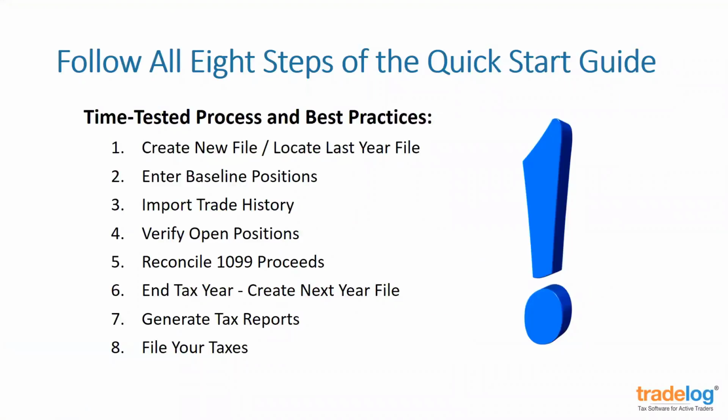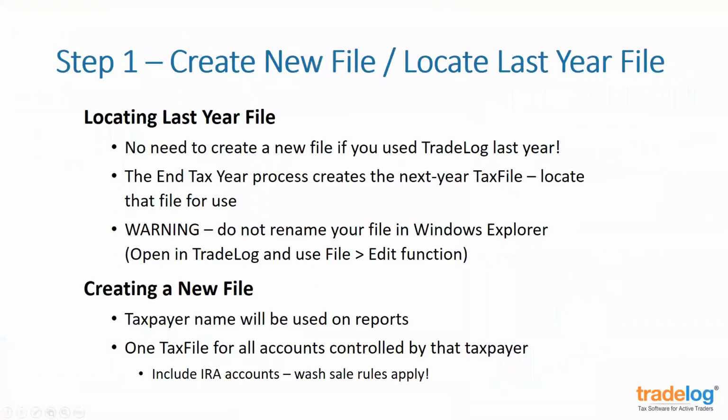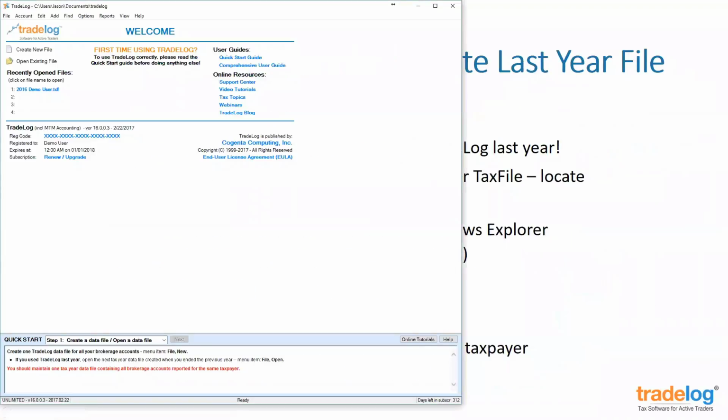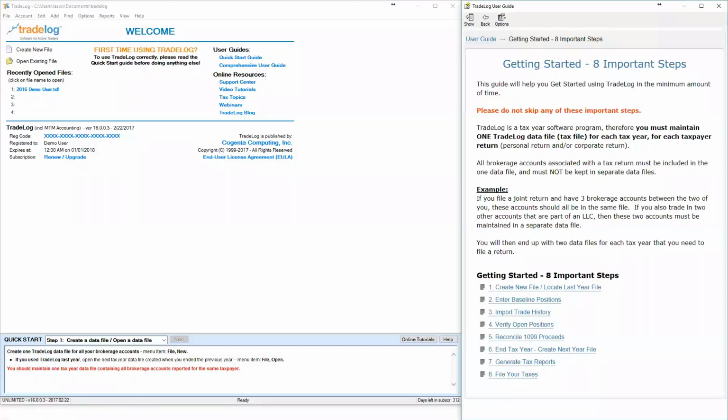Here again is a list of all 8 steps in the Quick Start Guide, and we're going to start with step number 1, which is creating a new file or locating last year's TradeLog file. So let me go back to TradeLog, because we are going to really work in the software through most of this. What I want to do to start is show opening the last year file, and then we'll talk about creating a new file.